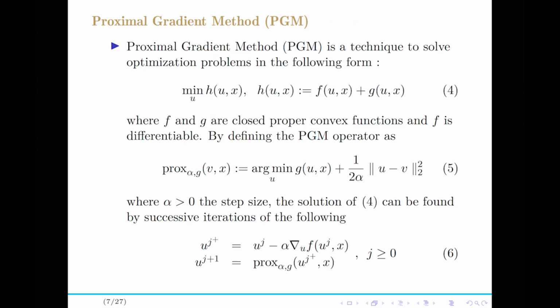We also have the proximal gradient method. PGM is a technique to solve optimization problems in the format of equation number 4, where f and g are closed proper convex functions and f is differentiable. We can define the PGM operator like equation number 5, where alpha is the step size. And in this case, we can find the solution of equation number 4 by solving equation number 6 iteratively.